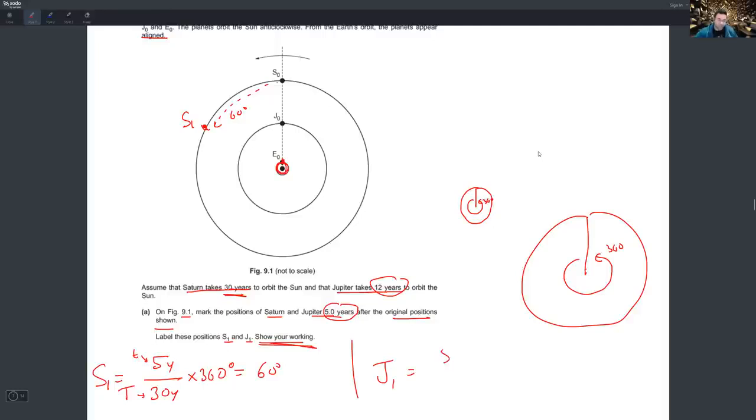Or you take the 5 years, divide it by 12 years, and multiply it by 360. So we say 5 over 12 times 360, which gives 150 degrees. You put your protractor down. This is 180, by the way, but 150 is going to be somewhere here. So as we said, this is Jupiter 1 after 150 degrees, this way.